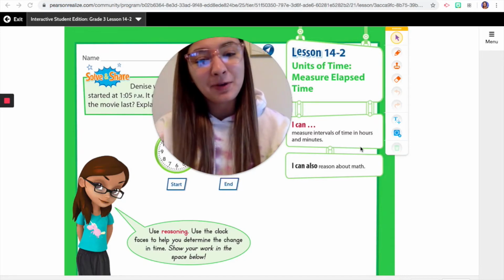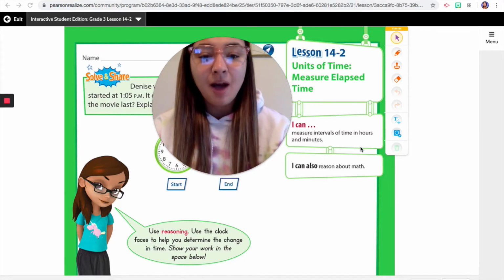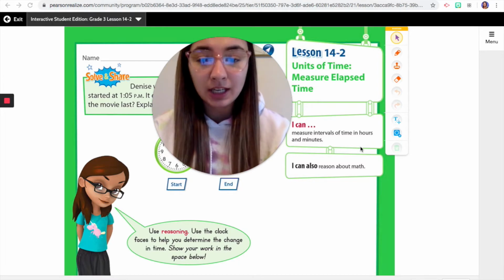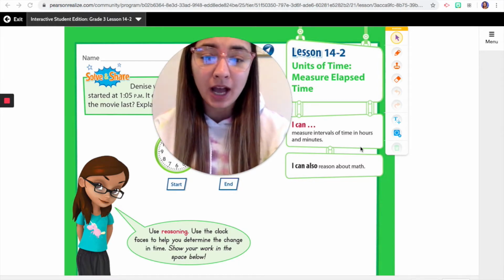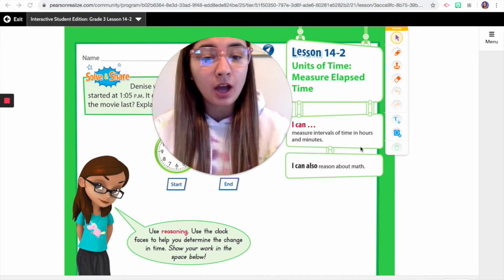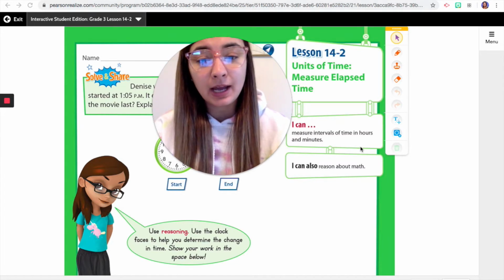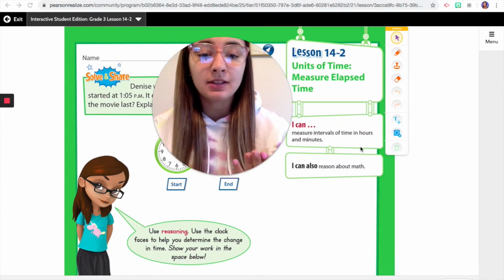Everyone, so we're back with another math lesson. Today we are still going to continue to learn about time, but today we are learning how to measure elapsed time, or measure how much time has gone by.